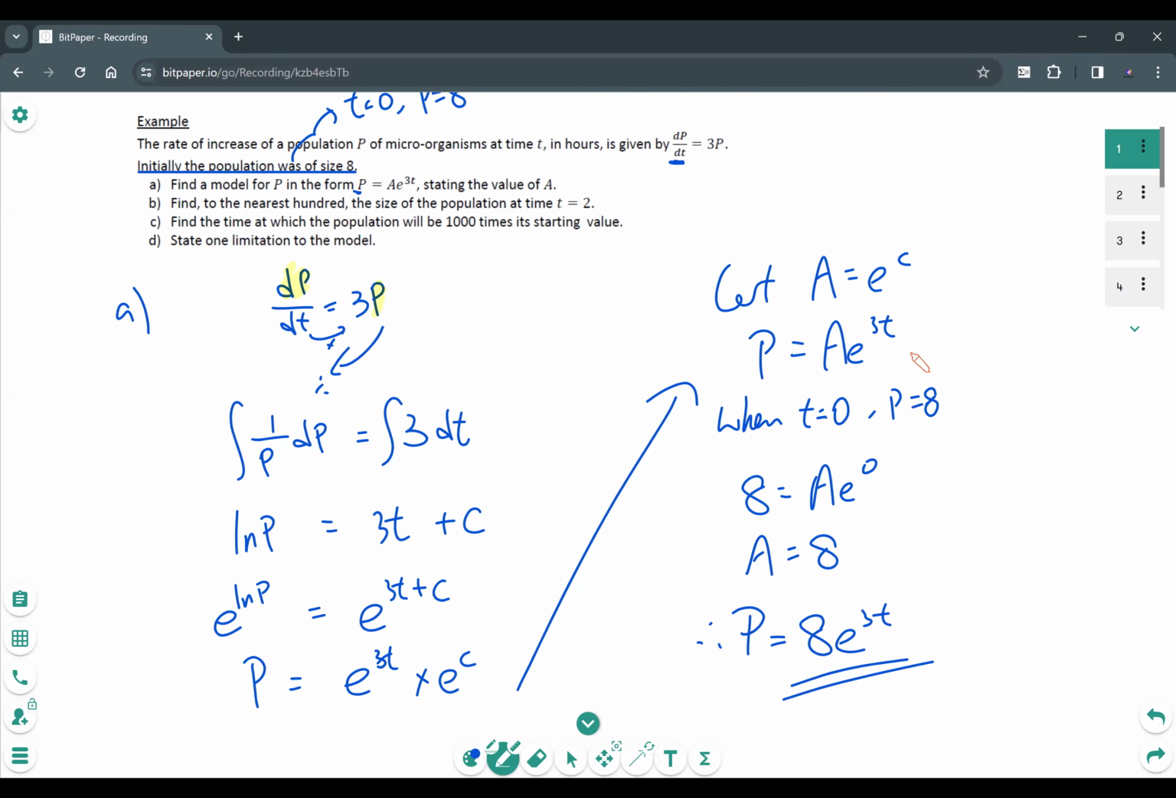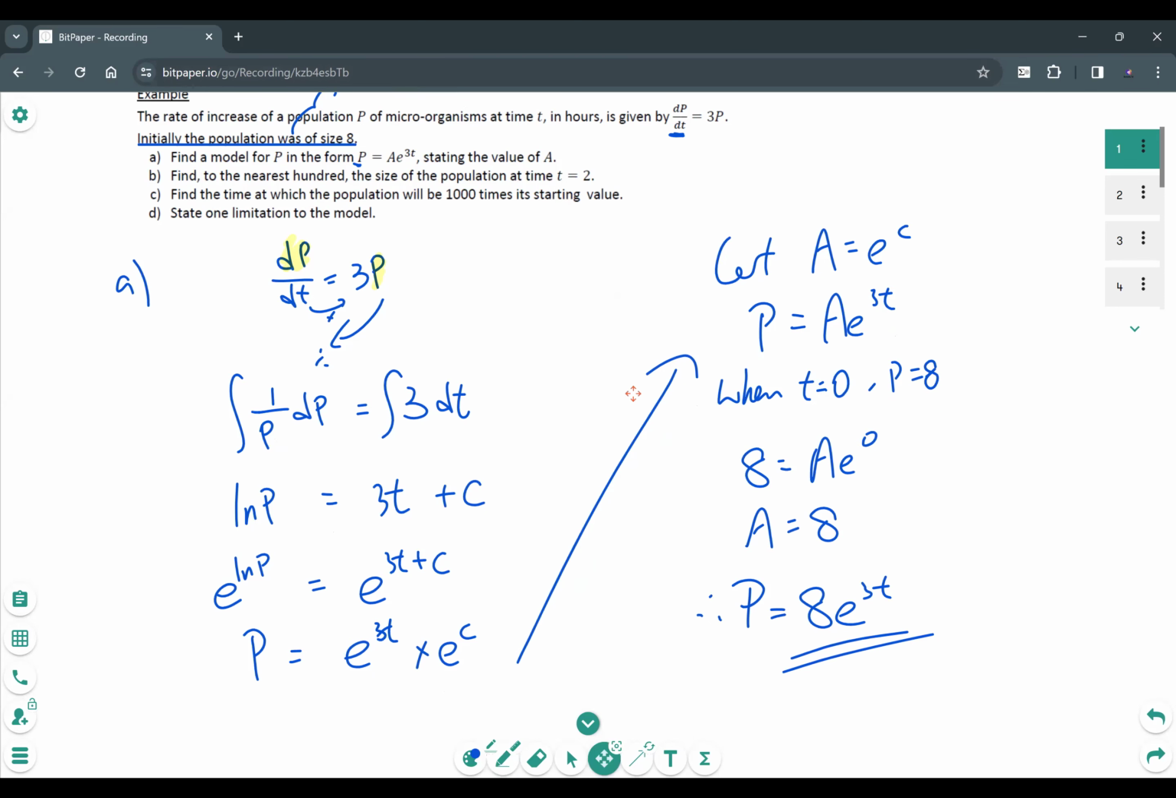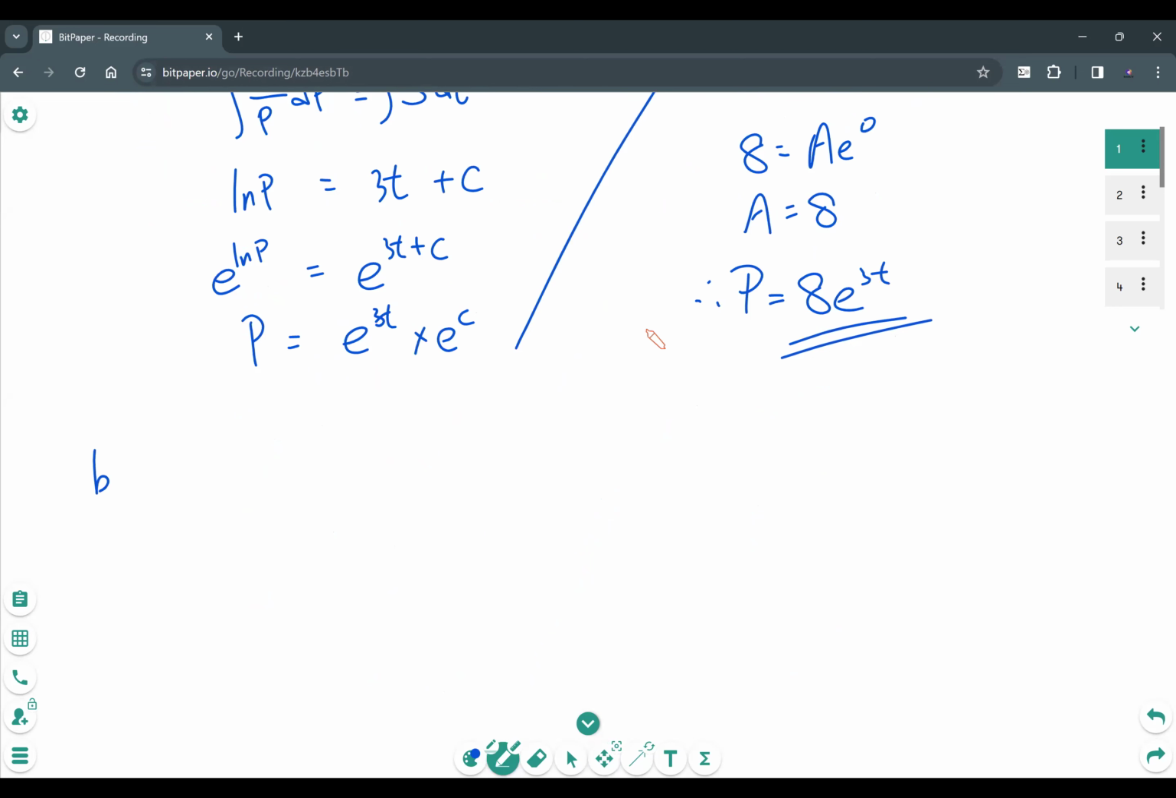Okay, part B. Find to the nearest 100 the population when time equals t. So they told you what to do when t equals 2. When t equals 2, then P equals 8e to the power of 3 times 2. Put it in the calculator and you get 3,227. They want it to the nearest 100, so that's 3,200. Simple as.